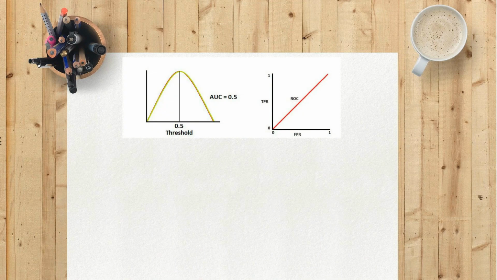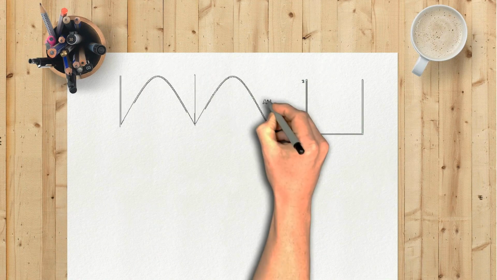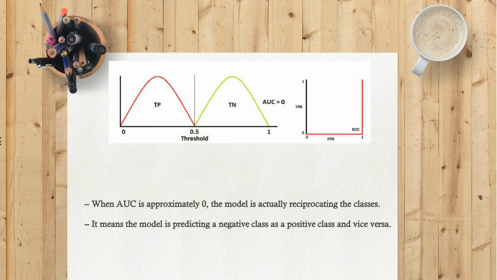This is the worst situation. When AUC is approximately 0.5, the model has no discrimination capacity to distinguish between positive class and negative class. When AUC is approximately 0, the model is actually reciprocating the classes. It means the model is predicting a negative class as a positive class and vice versa.